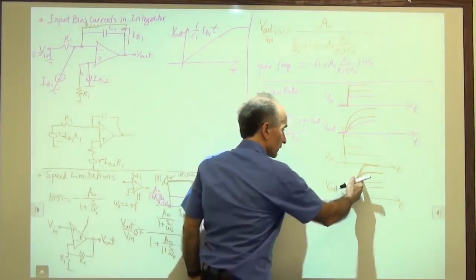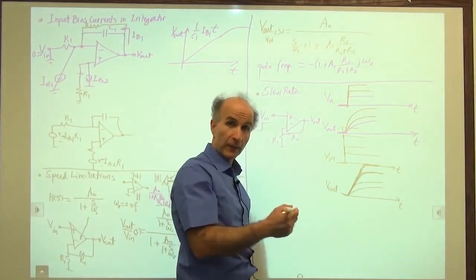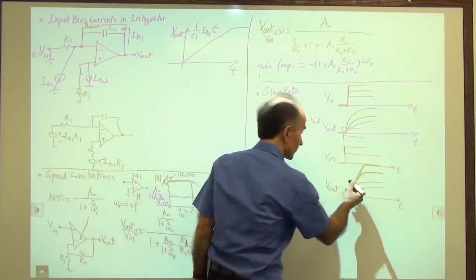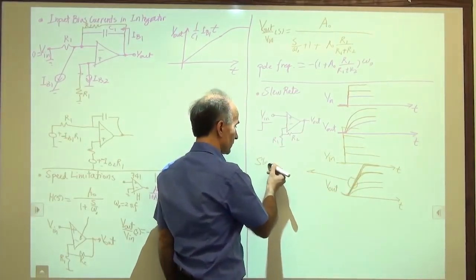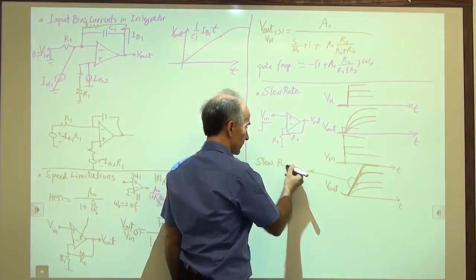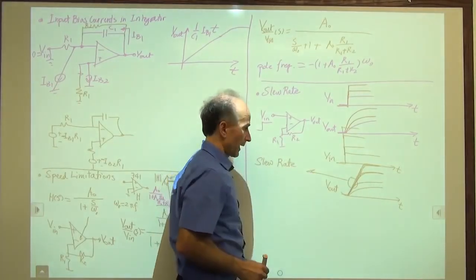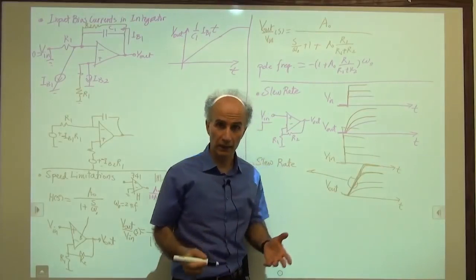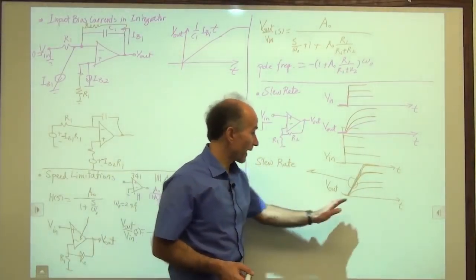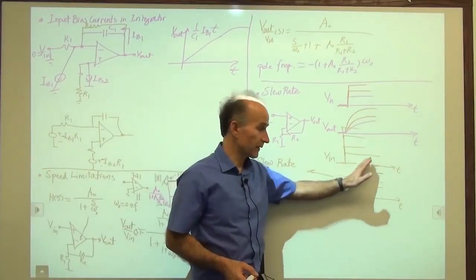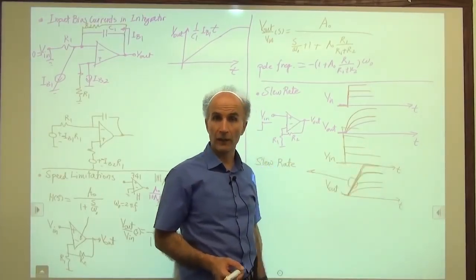So this slope, which we eventually reach and we cannot surpass, is called the slew rate of the op-amp. Slew rate of the op-amp, and this effect is called slewing, meaning that the op-amp cannot go faster than this. It has to go on this tangential line, if you will.